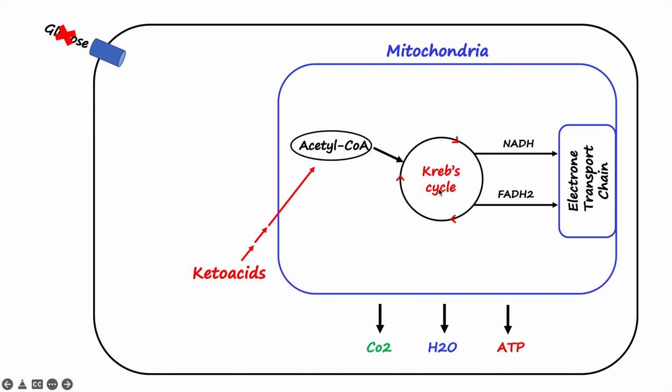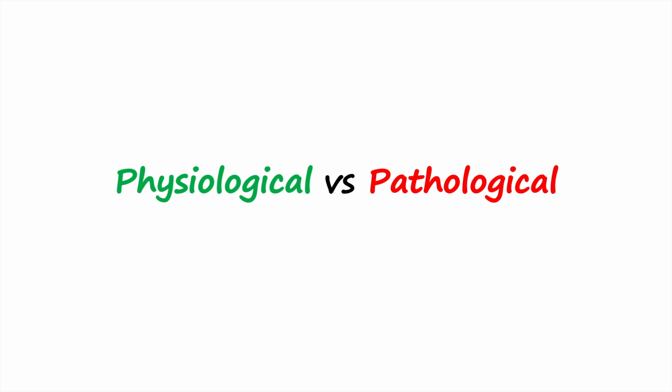Acetyl-CoA will be shunted into the Krebs cycle. The product will interact with the electron transport chain, and as a result, you will have energy. Okay. The idea of looking for alternative fuel sounds good, right? Well, that depends on whether you're dealing with a physiological or pathological condition.